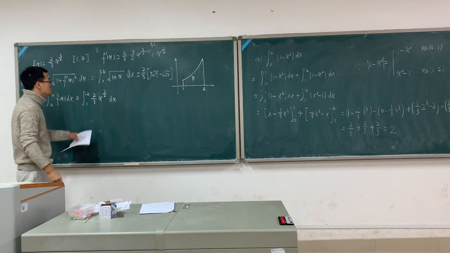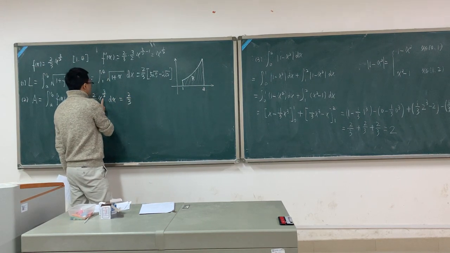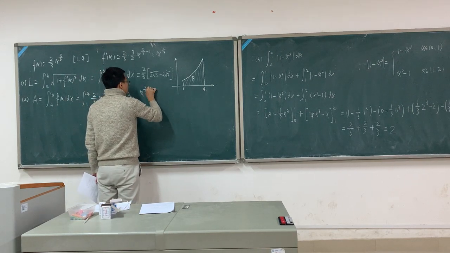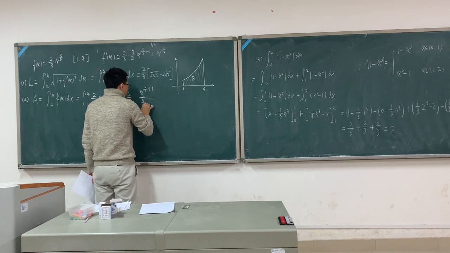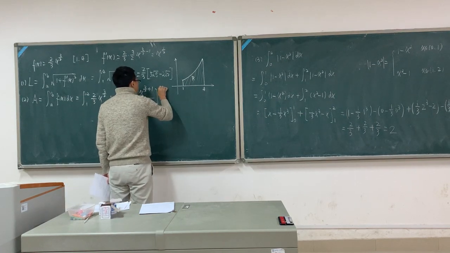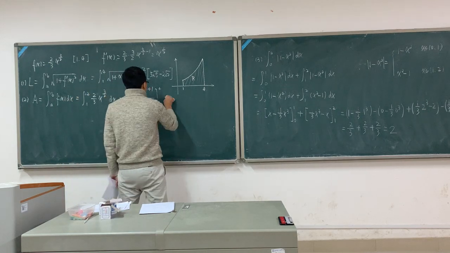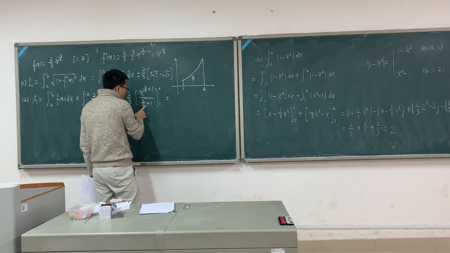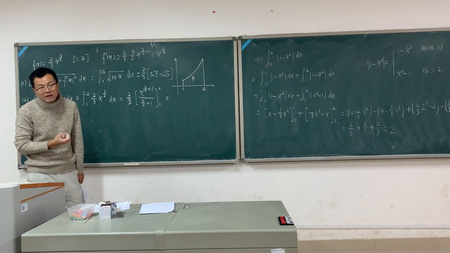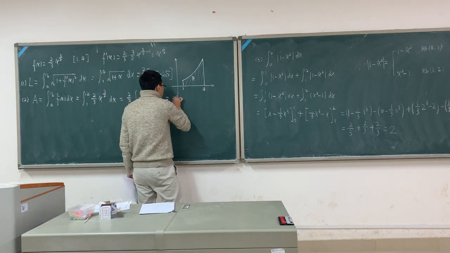2/3 is a constant, so it moves outside. What's the antiderivative of x^(3/2)? It is x^(3/2 + 1) divided by 3/2 + 1. Evaluate at 4 minus evaluate at 1. So the result is 2/3, and 3/2 + 1 is 5/2. 1 divided by 5/2 is 2/5. 2/5 times 2/3 is 4/15.